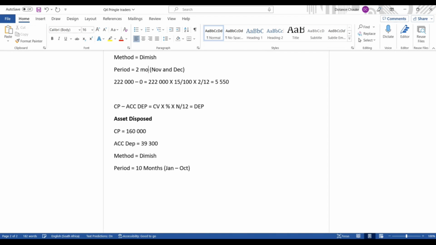Here is 2 months. Now we can calculate depreciation, everyone agrees. So we're going to have to follow the formula. The formula says cost price. We have a cost price of 160,000 minus accumulated depreciation of 39,300, minus 39,300 is equal to.